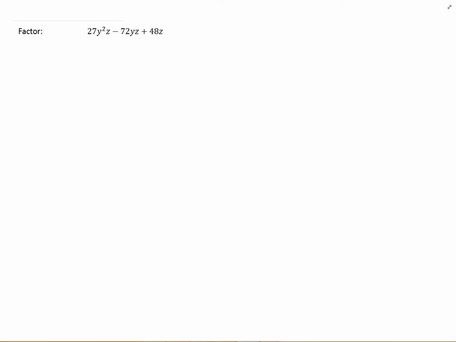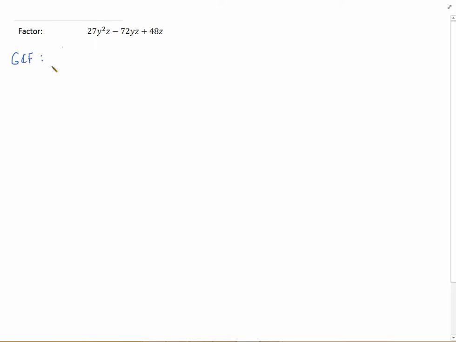Here we are asked to factor 27y squared z minus 72yz plus 48z. Now this doesn't look exactly like some of the other ones that we've seen, but what I do notice is that there's a common factor. And so always your first step in factoring should be to look for a greatest common factor.